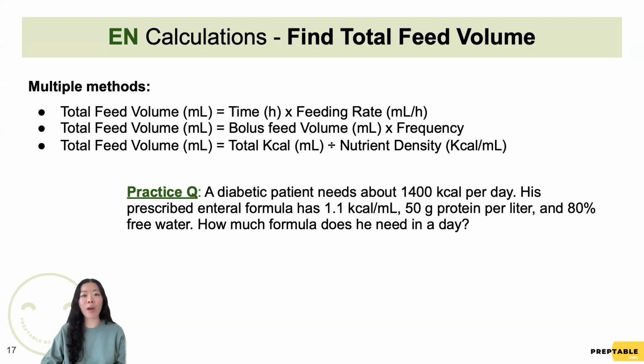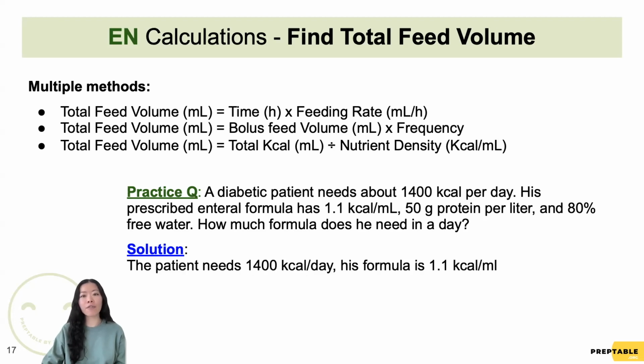Let's try out a practice question. A diabetic patient needs about 1400 kcal per day. His prescribed EN formula has 1.1 kcal per milliliter, 50 grams of protein per liter, and 80% free water. How much formula does he need in a day? This question gives you more information than you need. To solve this problem, you need to first find the relevant data.